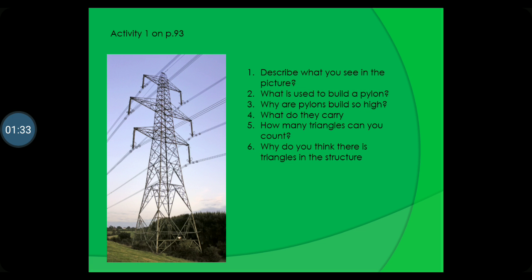Then number 4, what do they carry? So what are those wires that they carry around? What do you think it is? Then number 5, how many triangles can you count? So there will not be a correct answer because I don't know if you can count all of them, but there are many, okay? And then the last one, why do you think they use triangles in the structure? So that answer would be in the little paragraph on page 93.